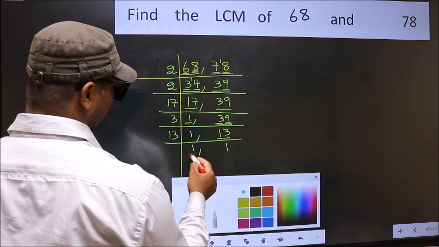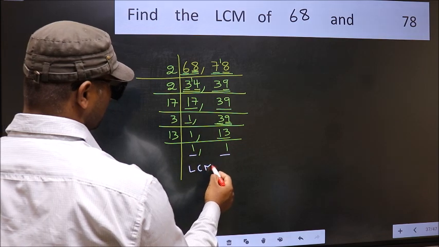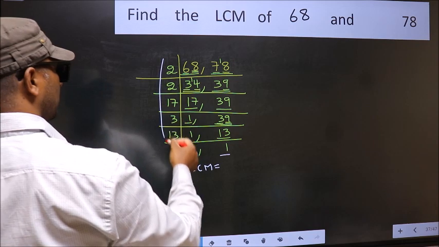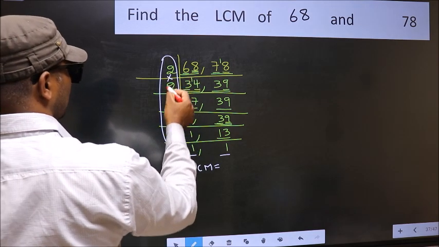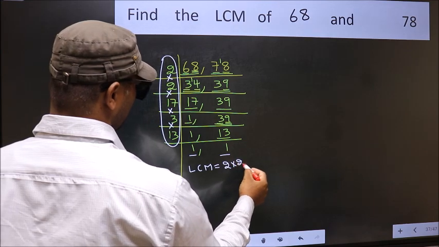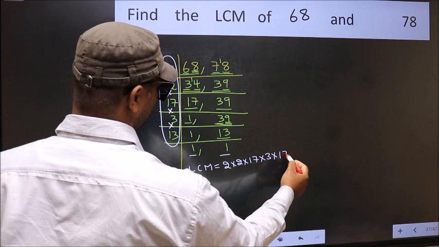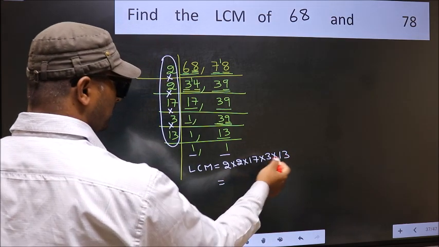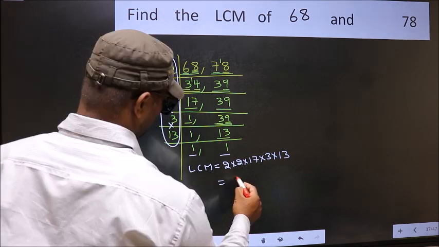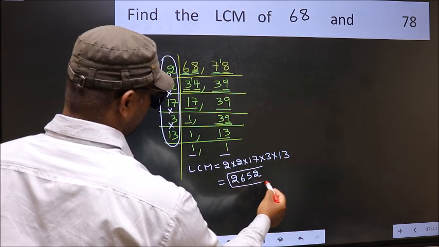So we got 1 in both the places. So our LCM is the product of these numbers, that is 2 into 2 into 17 into 3 into 13. When we multiply these numbers, we get 2652 is our LCM.